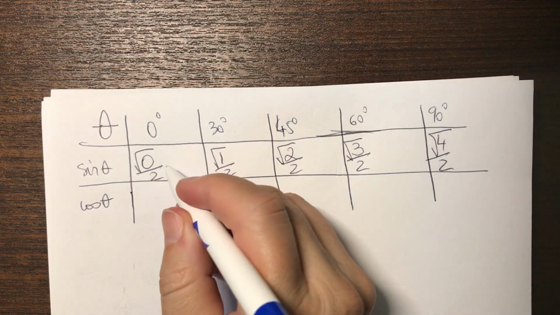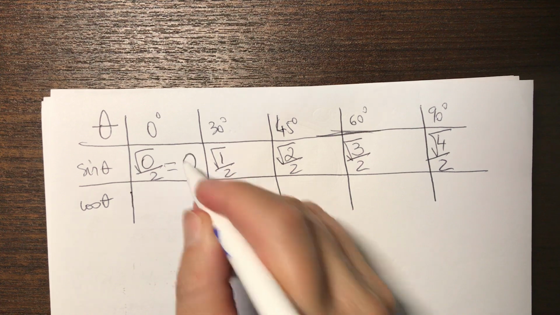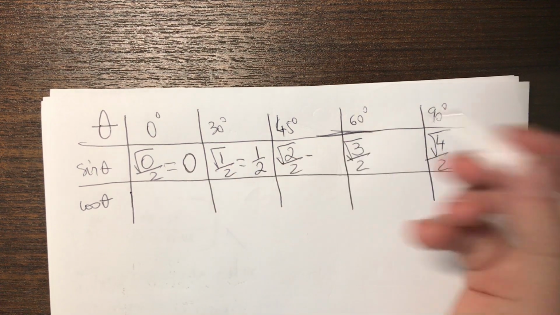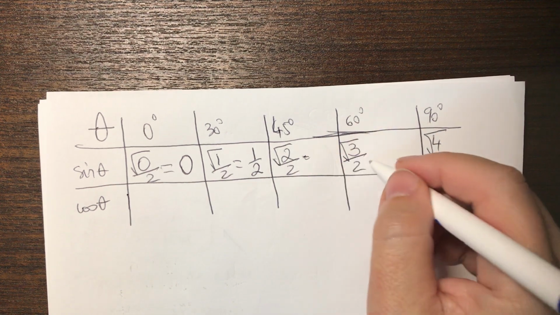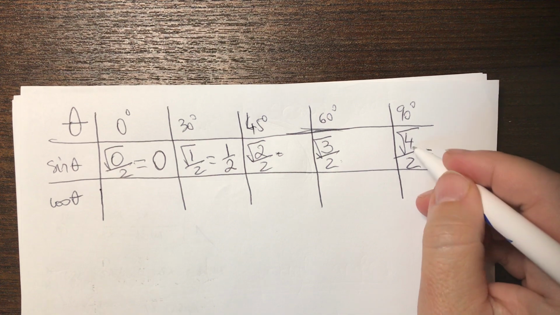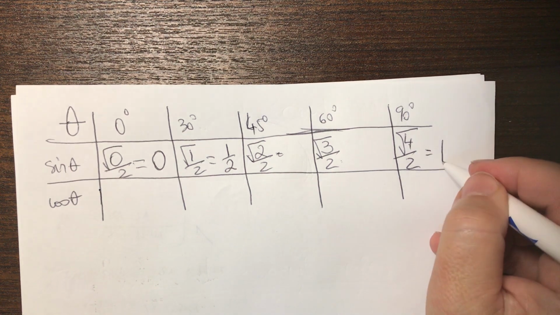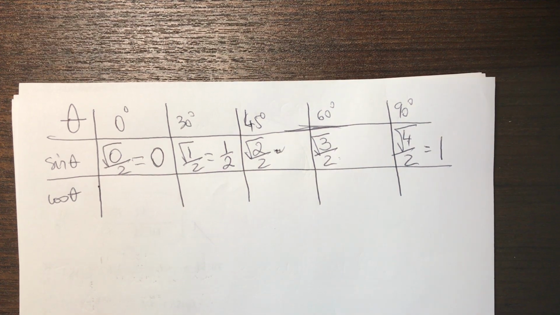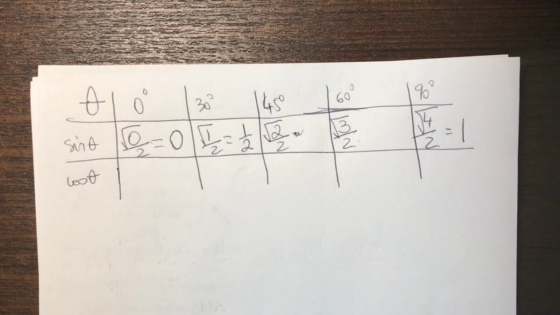So what is the square root of 0 divided by 2? That, by the way, is 0. Square root of 1 is 1. Square root of 2 over 2, that's the square root of 2 over 2. This cannot be simplified, but what's the square root of 4 over 2? That's 2 divided by 2, which is 1. So if you look back on my previous page, where we figured out everything, these are exactly those values.